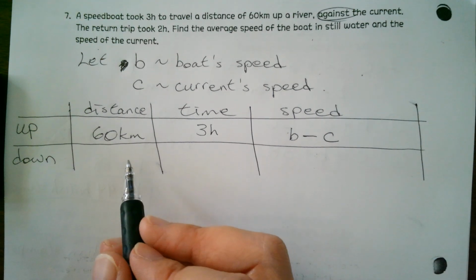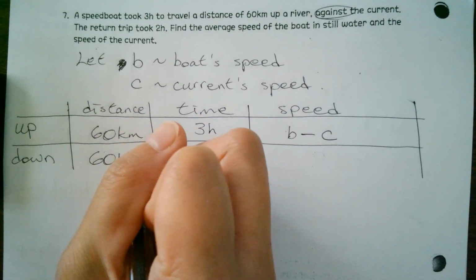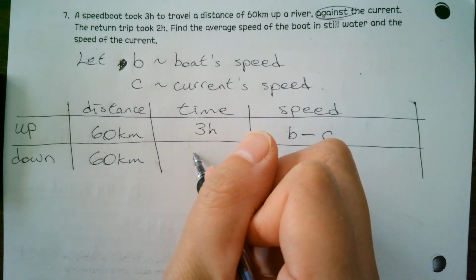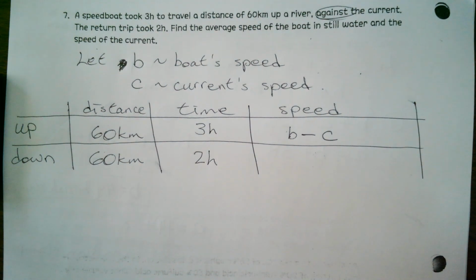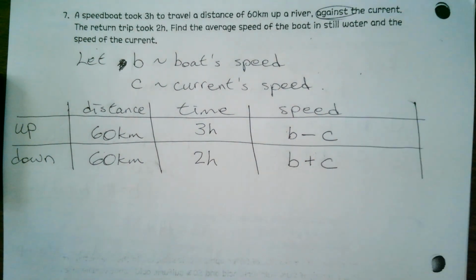For the return trip, is there a difference in the distance? No. So the return trip is also 60 kilometers. What's different is this time your return trip was shorter. It only took 2 hours. And why is that? Perfect, because you have this current to help you, so you get home faster. So B plus C.